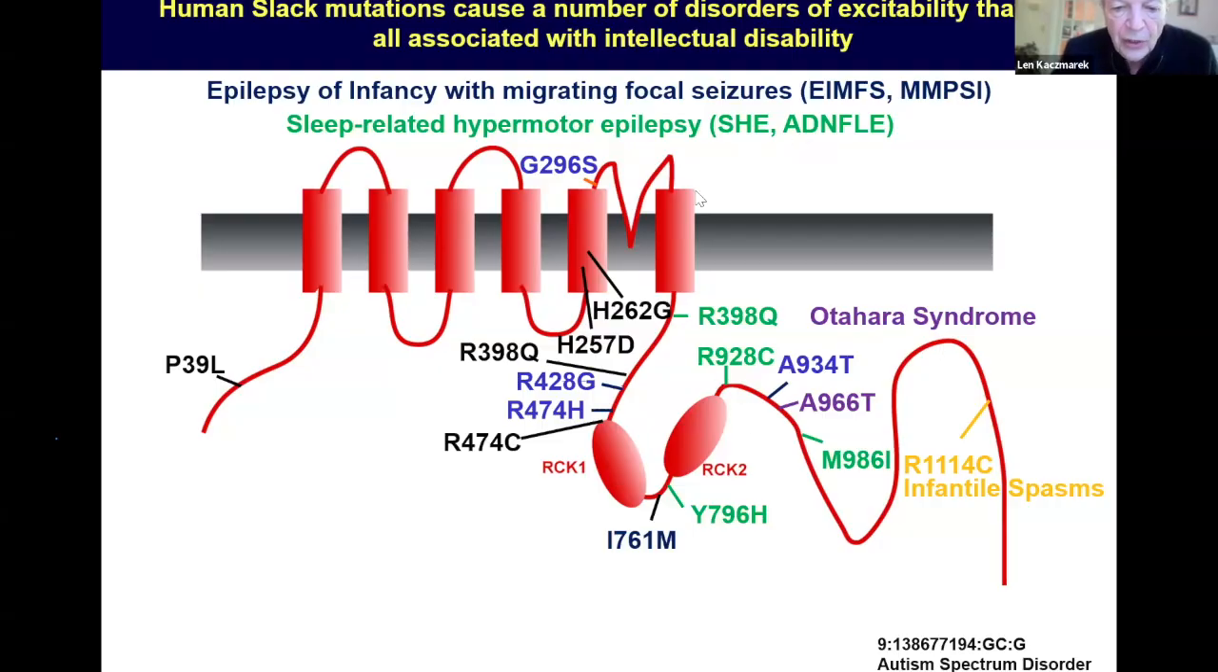But if you have a mutation in SLACK that causes the other condition, there's a severe intellectual disability even before there are any seizures going on, which makes us believe that the mutations are causing the problem not simply because they're disrupting the pattern of electrical activity giving seizures. There's something else going on. Ohtahara syndrome has been reported, infantile spasms, and a number of other conditions have been associated with SLACK mutations, but these are the two main conditions.